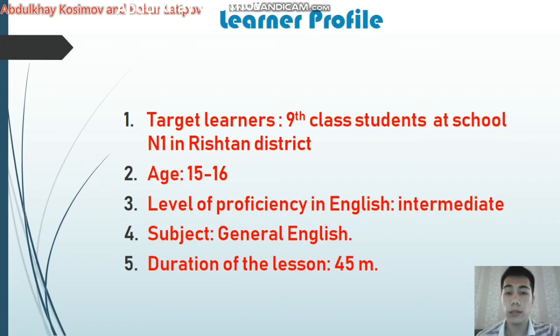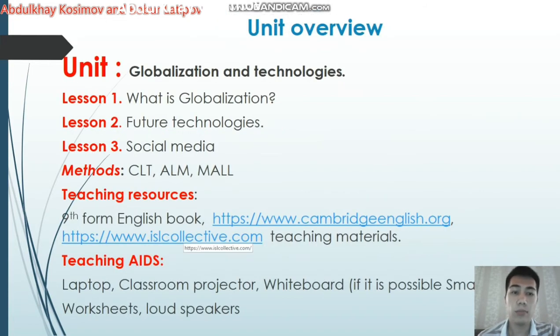My target learners are 9th class students at school number 1 in the Western District, aged between 15 and 16. Their level of proficiency in English is intermediate, and the subject is general English. The duration of the lesson is 45 minutes. Here I chose a globalization and technologies unit and provide 3 lessons: What's globalization, future technologies, and social media.